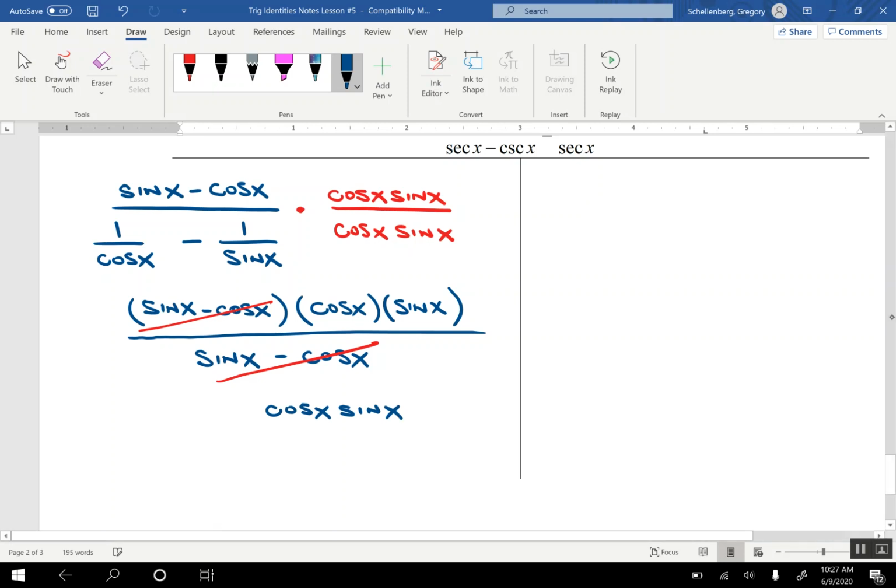Okay, so is that what the right-hand side of the equation is? No, the right-hand side of the equation is sine x over secant x. So we need to manipulate this a little bit.